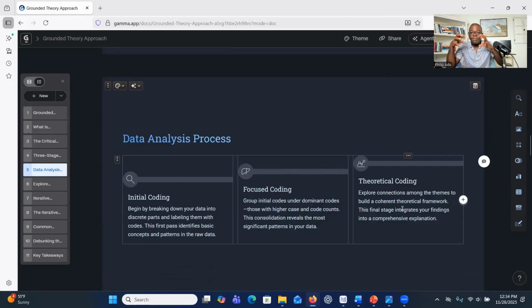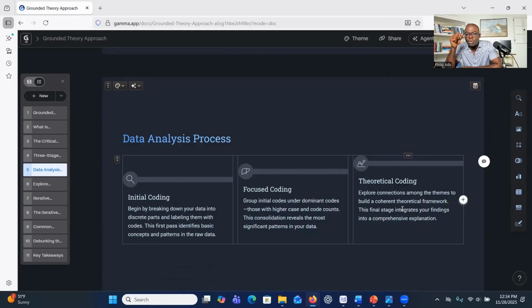Now that we have about 5 or 6 or 7 themes, you move to the stage we call theoretical coding. This is where you explore the connection between the themes. What is the connection between the themes, right? Do they happen at the same time, which is a concurrent relationship? Does one theme happen before the other? Is it sequential? Is one theme under the other? Is it an embedded relationship? You explore the relationship between the themes, and at the end of the day, you come up with a proposed model or a theory.